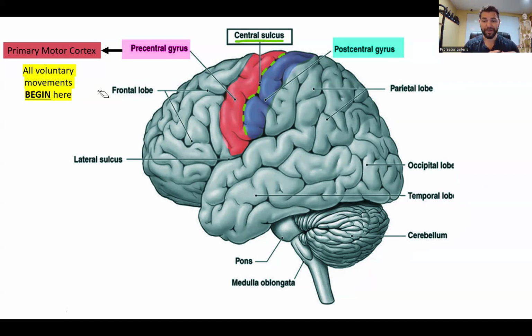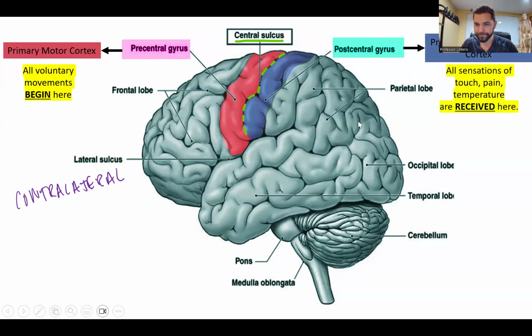Most of these messages are sent from the opposite side. We call that contralateral. So my left precentral gyrus controls the right side of the body and vice versa. Again, precentral gyrus, frontal lobe, primary motor cortex. These are where the action potentials that initiate voluntary movement are sent from.